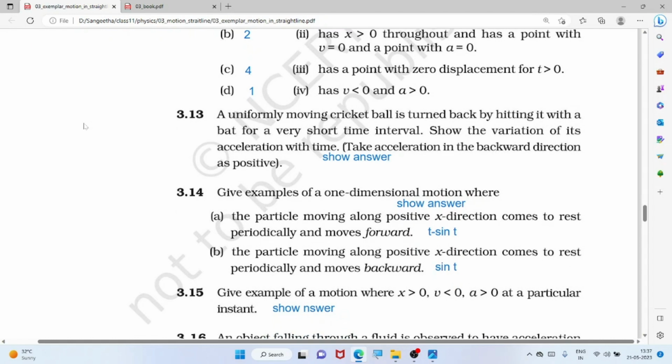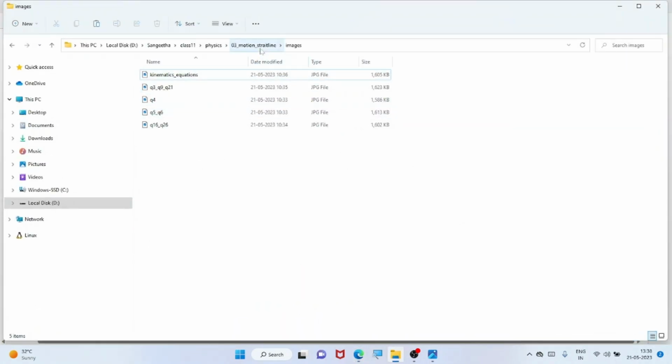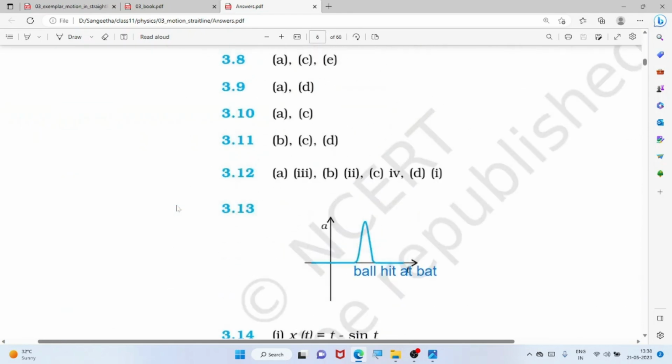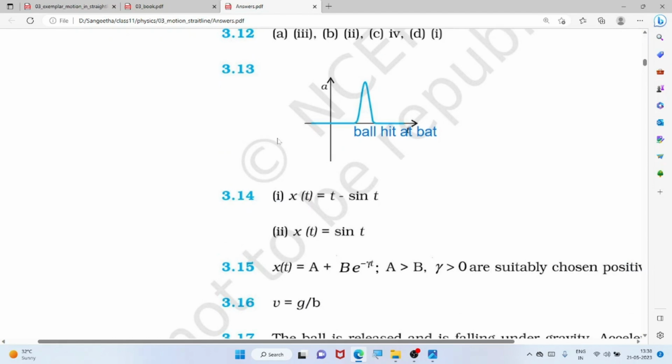A uniformly moving cricket ball is turned back by hitting it with a bat for a very short time interval. Show the variation of its acceleration with time. Take acceleration in the backward direction as positive. Okay, this is the graph, and in this place the acceleration is 0. Here when the ball is hit at this point, suddenly acceleration goes up, then it comes down again. Okay, this is the point where the ball hit the bat.